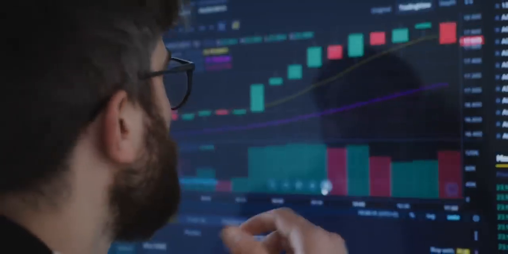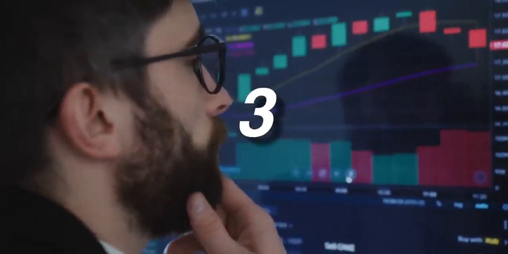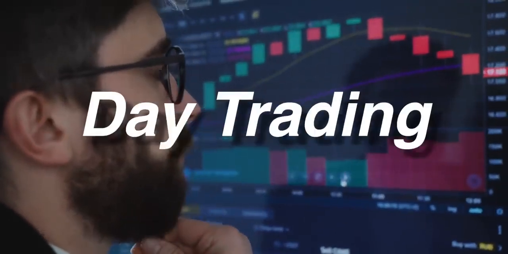So in order to save you some time, I decided to share my new top 3 TradingView indicators for scalping, day trading and swing trading that will instantly give you an edge in the market.